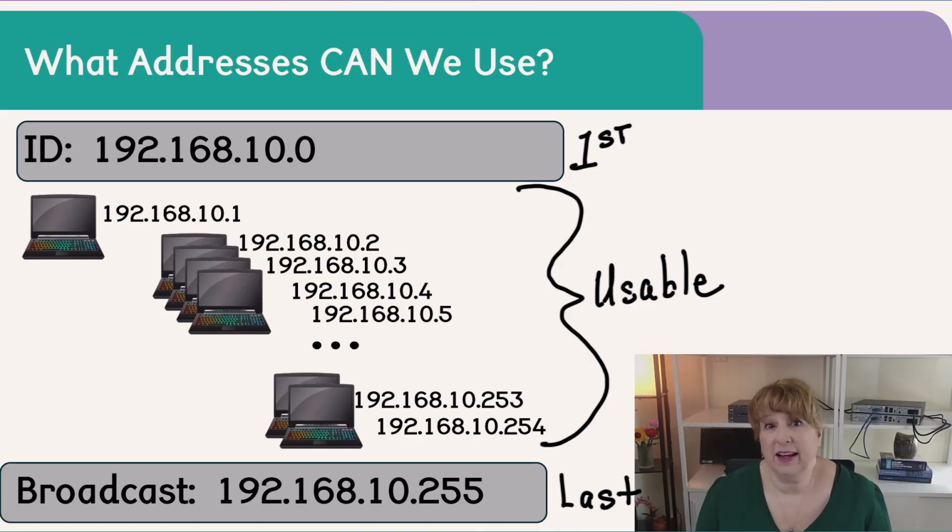Remember at the beginning of this video when I mentioned that you're going to be able to recognize which addresses can actually be assigned to devices? Well, now you know. The first address identifies the network. It's the network ID. The last address is the broadcast address. You can't use those to assign to devices, but everything in between is a usable IP address.